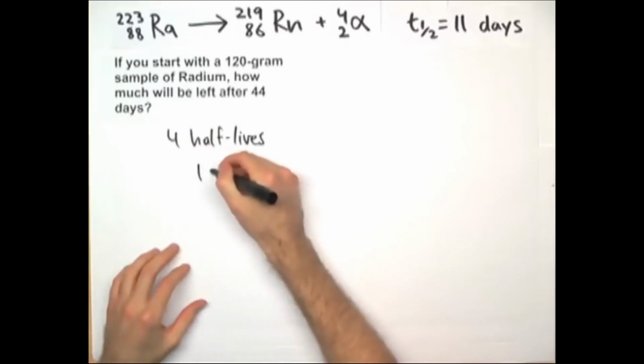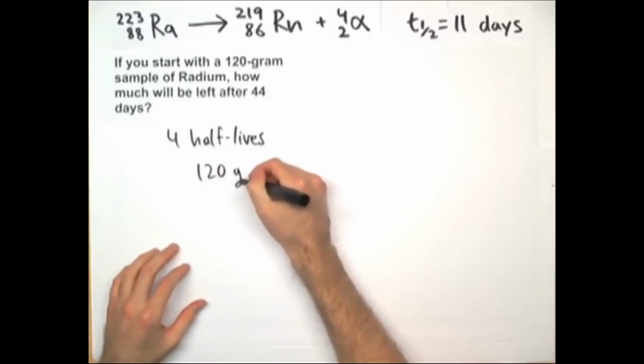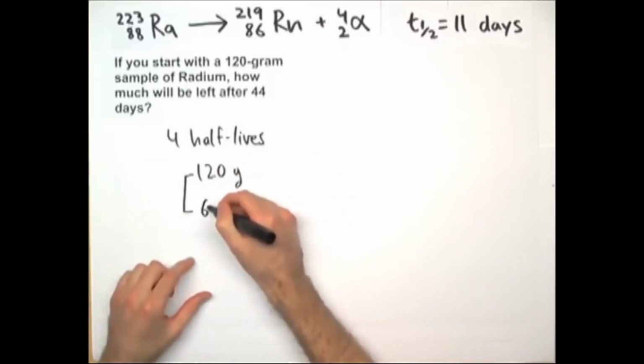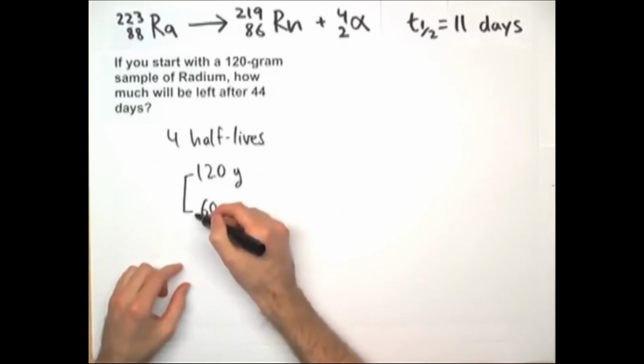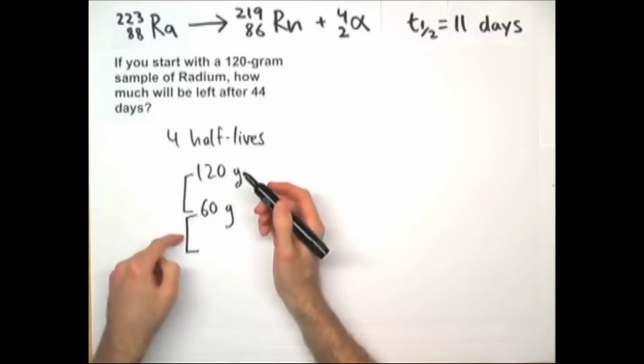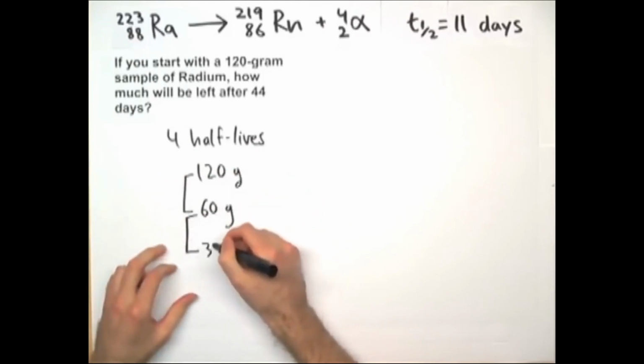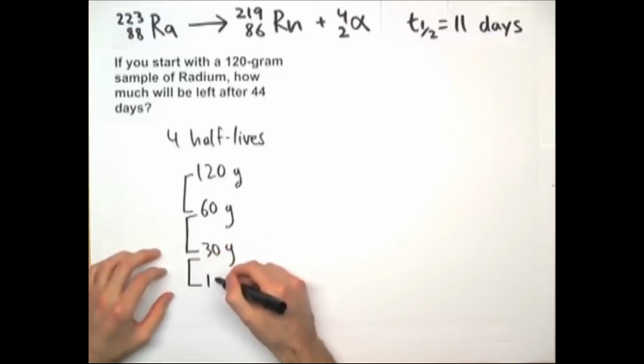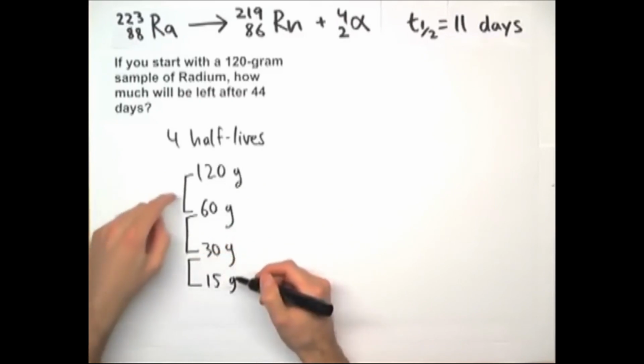So we're starting with 120 grams. After one half-life, we'll have half of that. So we'll have 60 grams. Okay, that's the first half-life. Now a second half-life, we'll go from 60 down to 30, 2 half-lives. 3, we'll go to 15 grams.